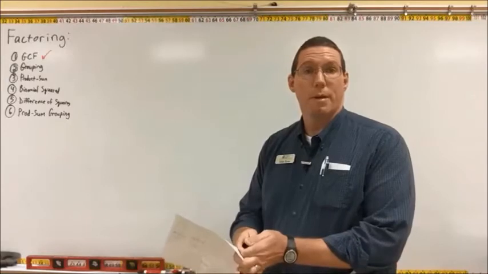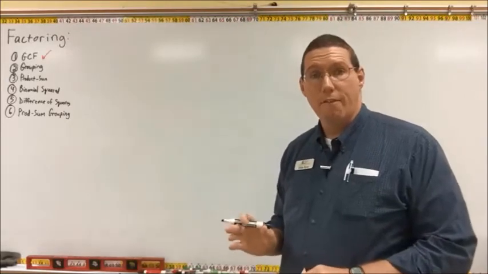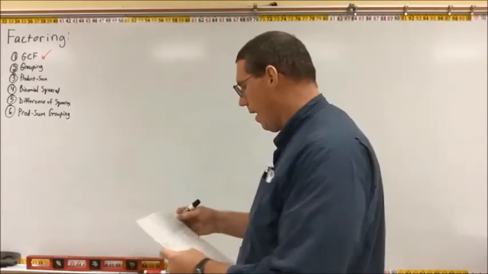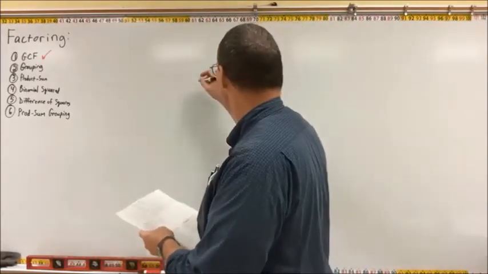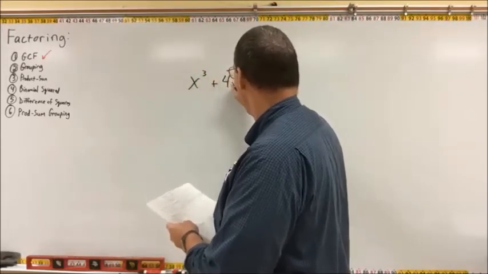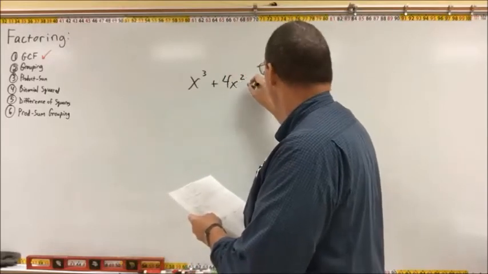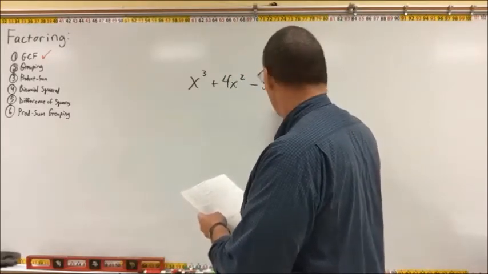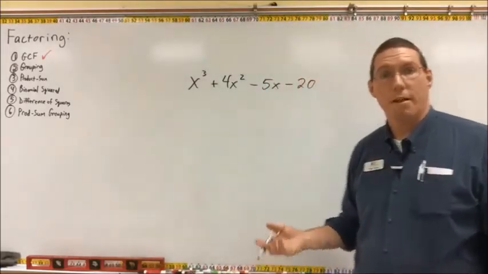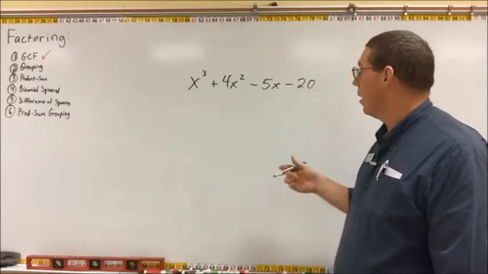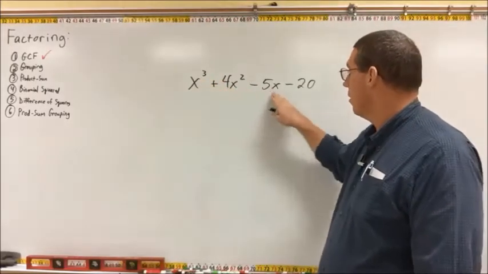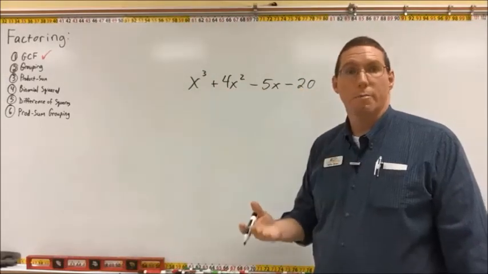Now factoring by grouping looks a little intimidating at first, but if you follow the procedure, you shouldn't have a problem at all. Let's say that you have an expression like this. Let's say that you have x cubed plus 4x squared minus 5x minus 20, okay? And you want to factor this. This is a cubic polynomial, and so it's a 4-part polynomial, which can be a little intimidating.